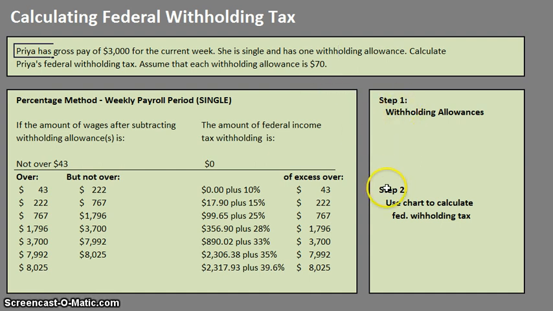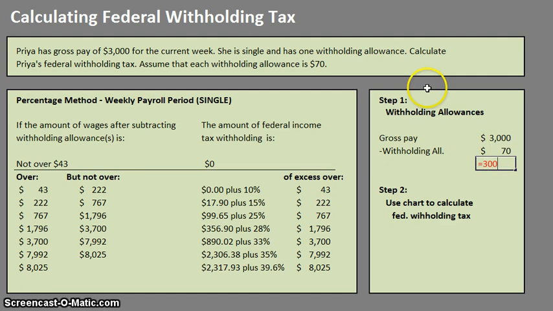There's two steps that you want to complete here. Step one is actually quite simple. In step one, you're going to want to take Priya's gross pay and subtract out any withholding allowances. So in this case, Priya has gross pay of $3,000 and she has only one withholding allowance, so her withholding allowance is going to be $70. If she had two, this number would be $140. If she had three withholding allowances, it would be $210, so on and so forth. In this case, she just has the one, so we're just going to subtract out $70 here.